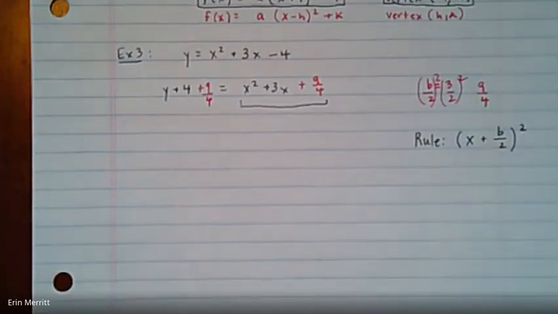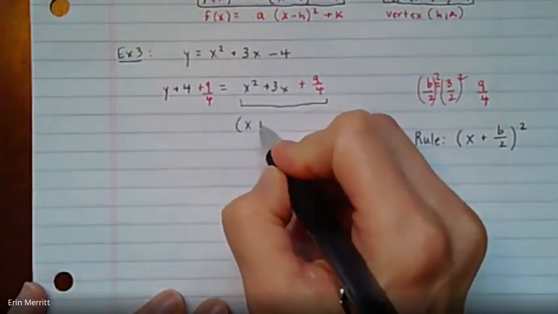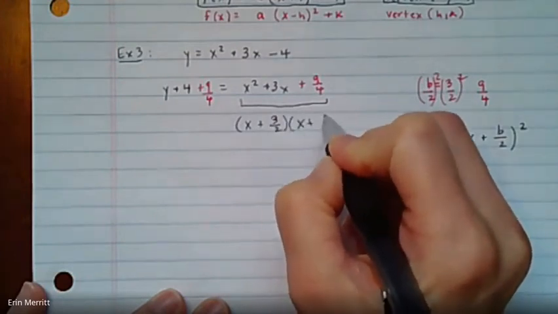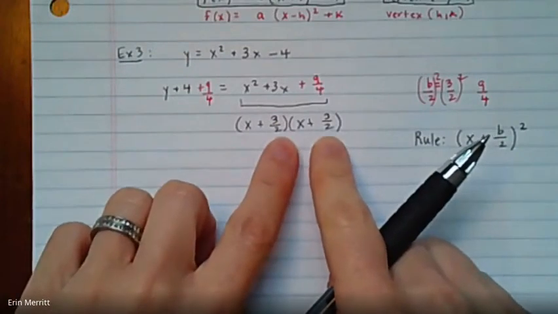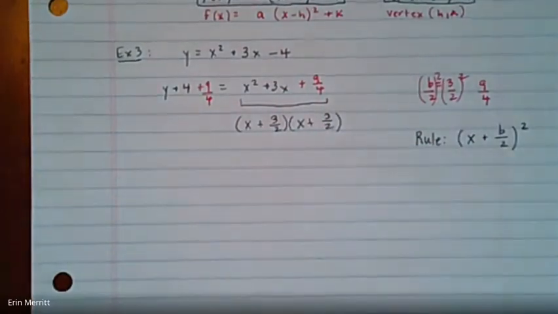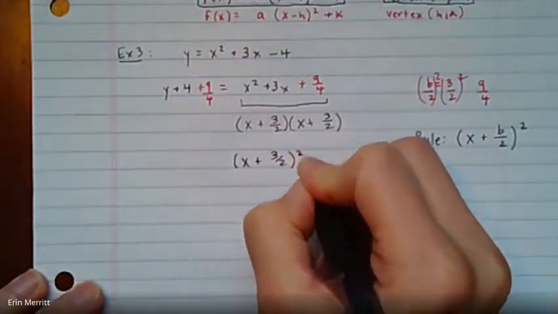We didn't really need the help last time because it was easy to do. But if there's one like this that's a little bit funky, then what you could do is take whatever b is divided by 2, and that goes into both parentheses. So 3/2 plus 3/2 would give me 6/2, or 3. 3/2 times 3/2 gives you the 9/4 right there. All right. So that means I have x plus 3/2 quantity squared.